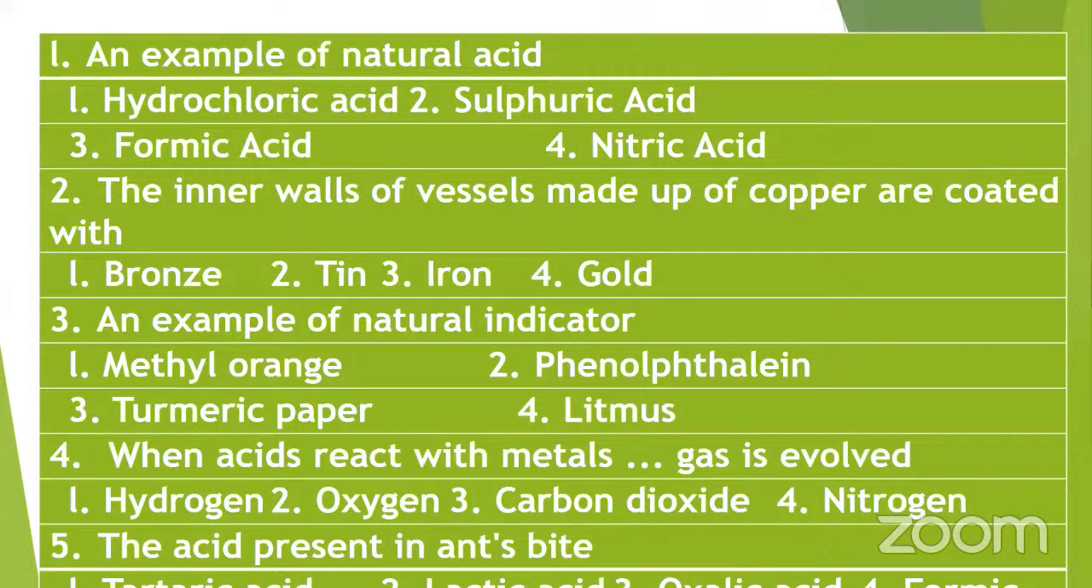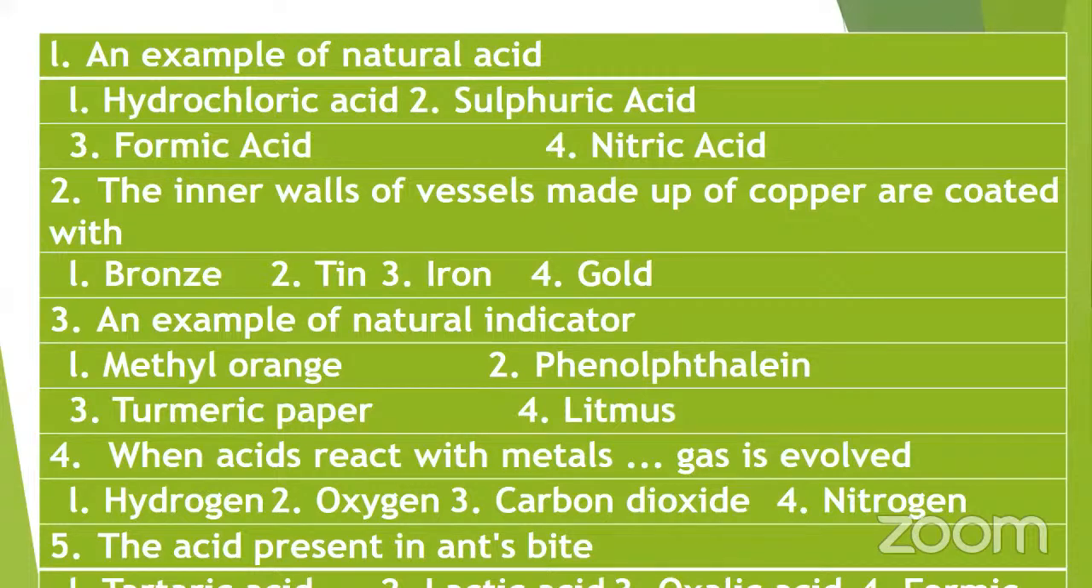Okay. Natural indicator, an example. Turmeric powder. Okay. Someone has written so many threes. Okay. Right. It is turmeric paper, the paper which is dipped into the turmeric solution. The answer is three. All the others are chemicals, you see. Methyl orange is a powder. Phenolphthalein is also a powder which can be made into solution. And litmus, I already said we can get it from a tree. It is also a solution. But turmeric is really turmeric.